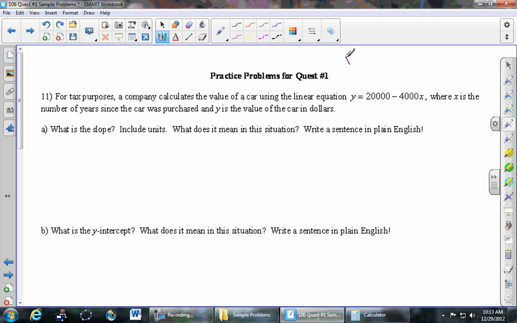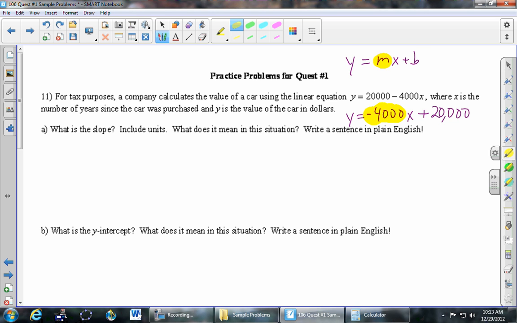Okay, so one of our versions for the equation of a line is y equals mx plus b. And that looks awfully similar to what we've got here. I'm just going to shuffle the terms around so the x part is first. So negative 4,000x goes first, and then I'm going to put a plus sign because that 20,000 was a positive number. So now it looks just like mx plus b. So the m in this case is negative 4,000. Make sure you include the negative sign. And the b is 20,000.